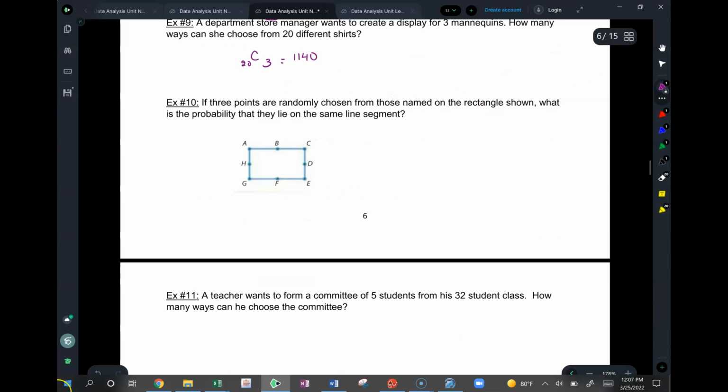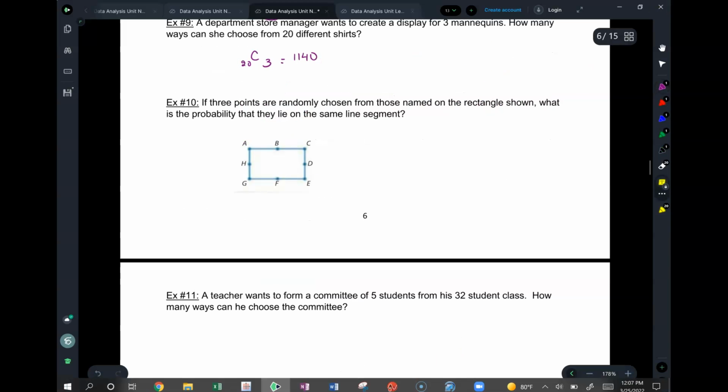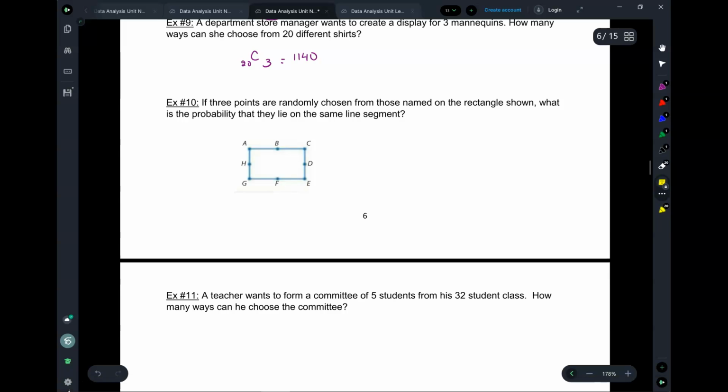If 3 points are randomly chosen from those named on the rectangle shown, here you have letters A through H. You're going to choose 3 of them. What is the probability that they lie on the same line segment? So here's what it's asking. How can you get ones on the same line segment? If you choose 3 and you get CDE, or if you choose 3 and you get ABC, or if you choose the 3 and you get EFG.